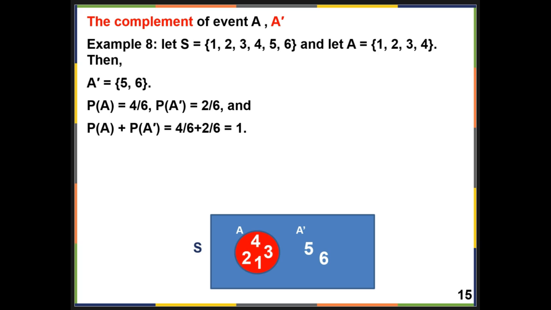So let's take a look at this example 8. If the sample space is 1, 2, 3, 4, 5, 6, and A is 1, 2, 3, 4, then A prime is anything that's not A. So that would be 5 and 6. The probability of A is, there's 4 values in A divided by the total number in the sample space of 6, so 4/6. And then the probability of A prime is 2 out of 6, 2/6. And we have to make sure then that when we add those together, we get 1.